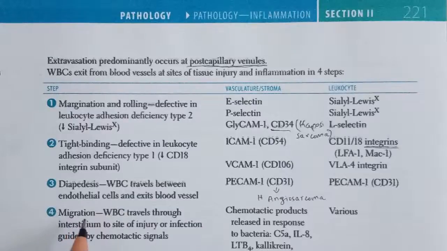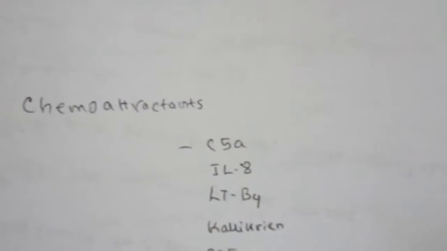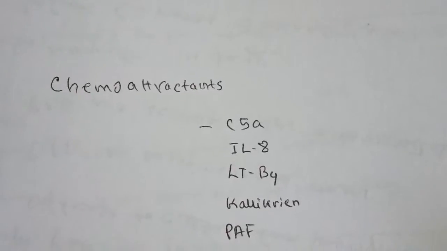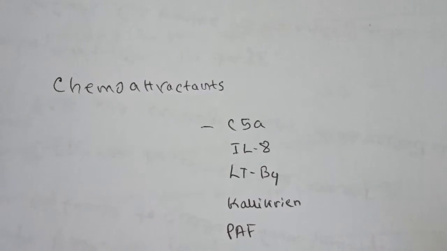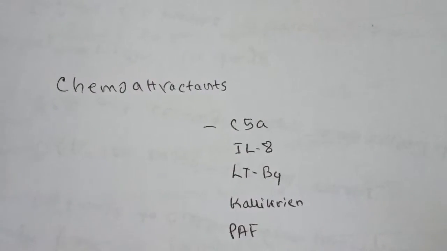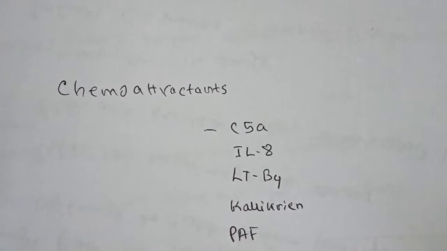What we see here for migration, also known as transmigration, or you can say chemoattraction. Sorry, transmigration is generally diapedesis. Migration is due to chemoattractant products, which are 5 we need to remember always. These 5 are: C5a, interleukin 8, leukotriene B4, kallikrein, and platelet activating factor. Remember this. Very, very important.